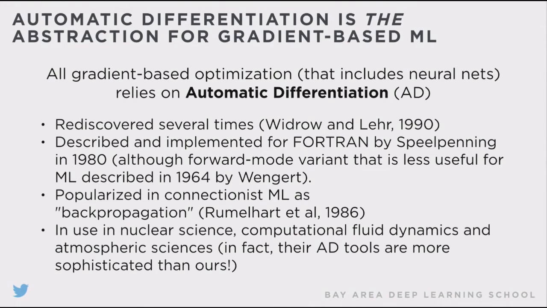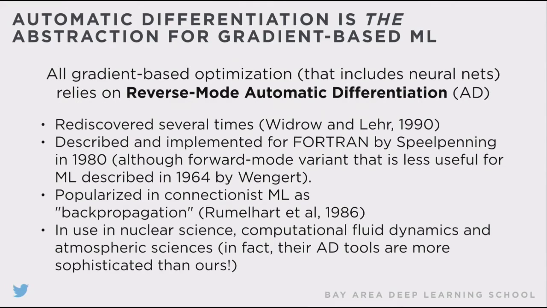In nuclear science and computational fluid dynamics and in weather modeling, these people have been using autodiff for years, decades, and their tools in many ways are much more sophisticated than we have in machine learning. There are a lot of ideas that we have yet to import from people that model the weather that would really benefit our ability to train larger and larger models. And I would clarify that our abstraction in machine learning is actually reverse mode automatic differentiation.